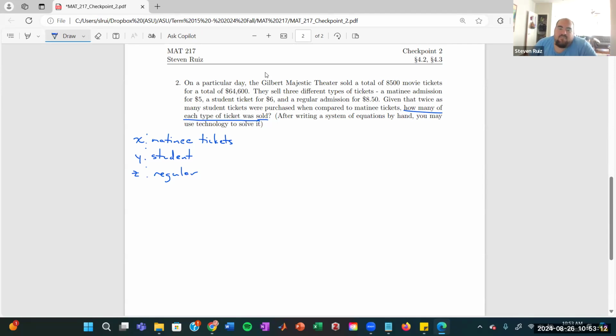So what information is going to give me those equations? So now let's read this thing from scratch again. On a particular day, the Gilbert Majestic Theater sold a total of 8,500 movie tickets. Okay, I know that they sold 8,500 tickets, which means if I add these 3 unknowns together, X plus Y plus Z, that's equal to 8,500. Excellent. So that's one equation, and that came from 8,500 movie tickets.